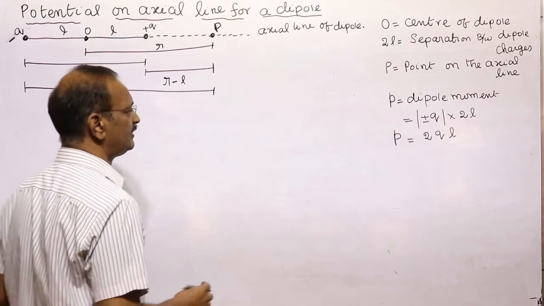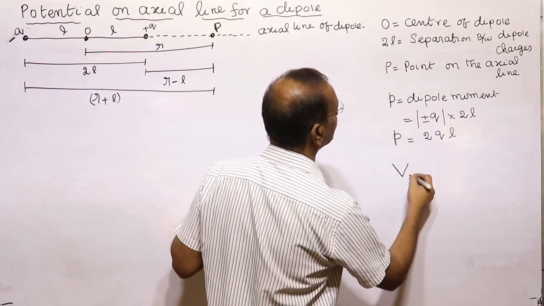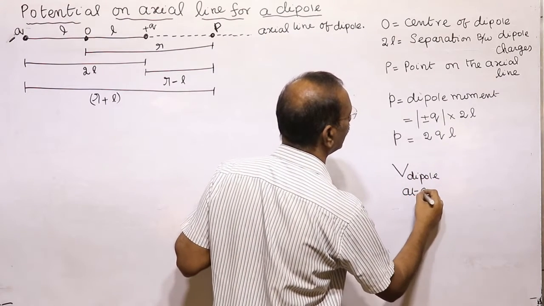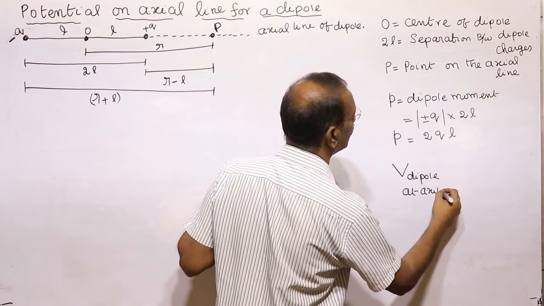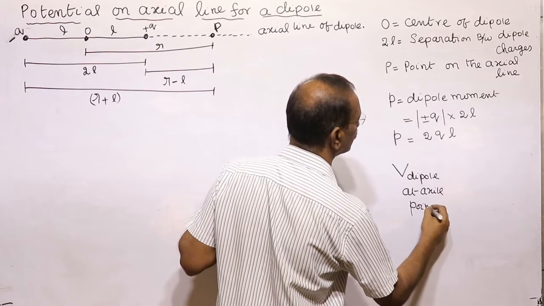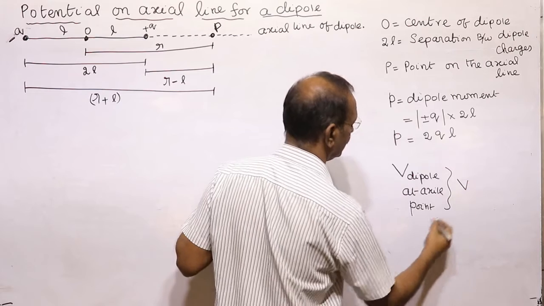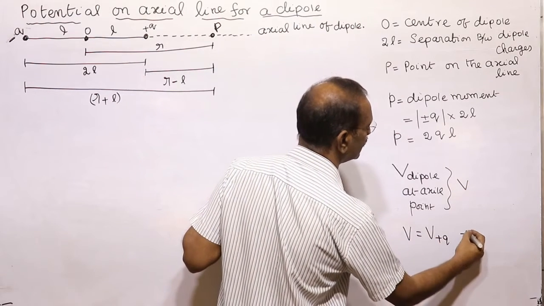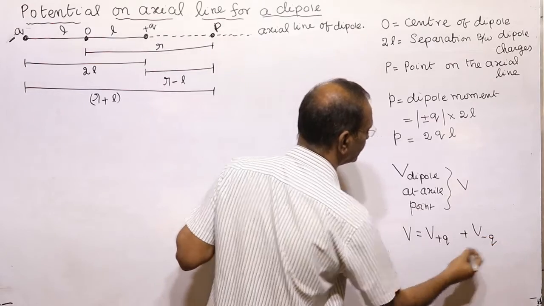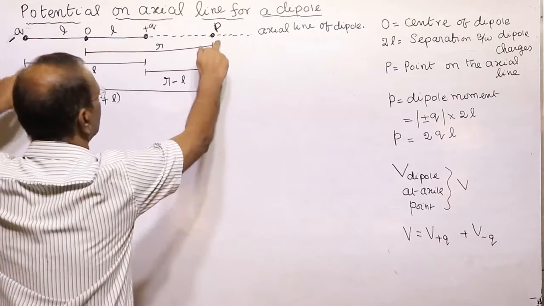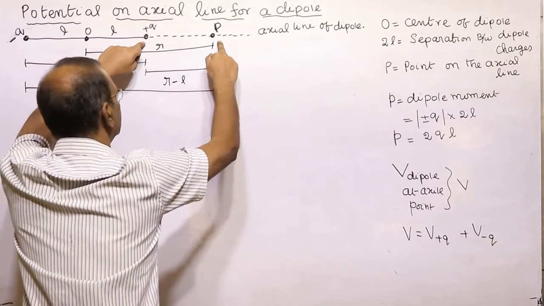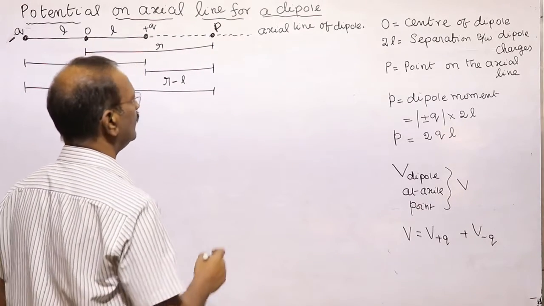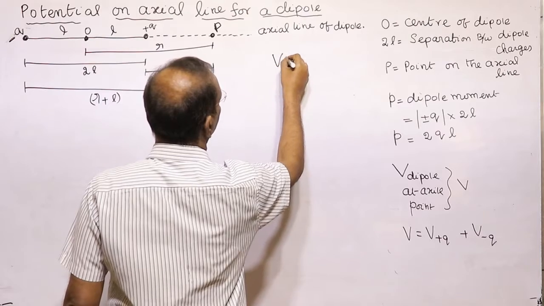Now, what is the net potential due to the dipole at the axial point? We call it V. V is equal to the potential due to the plus charge plus the potential due to the minus charge. Why? Because the net potential at point P is equal to the potential due to this positive charge plus the potential due to this negative charge.